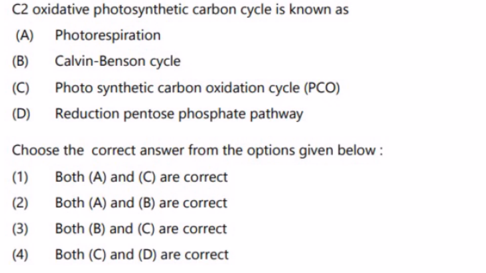Then C2 oxidative photosynthetic carbon cycle. This I discussed during the cross-disciplinary exam conducted in the same year. A question somewhat related to this was asked there also. So C2 oxidative photosynthetic carbon cycle is nothing but photorespiration and photosynthetic carbon oxidation cycle, not Calvin-Benson and the reductive pentose phosphate pathway. So A and C are correct. Answer is option 1.